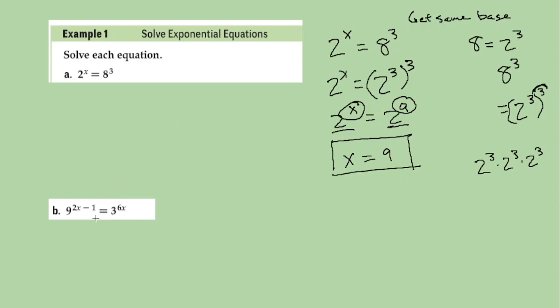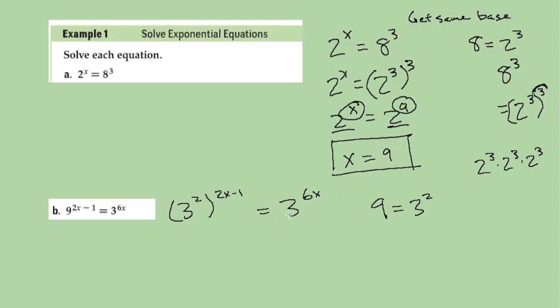Now this next one right here, we have 9 to the 2x minus 1 equals 3 to the 6x. So you ask yourself, is it easier to turn 3 into 9 or is it easier to turn 9 into 3? It's probably easier to turn 9 into 3. So I know that I can write 9 as 3 squared. I'm going to replace 9 with 3 squared on the left side.